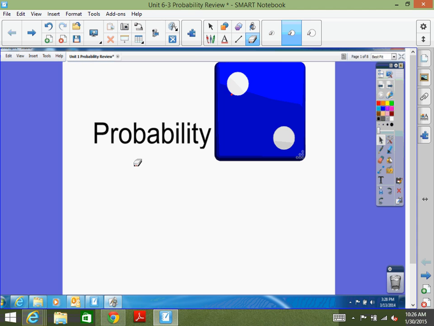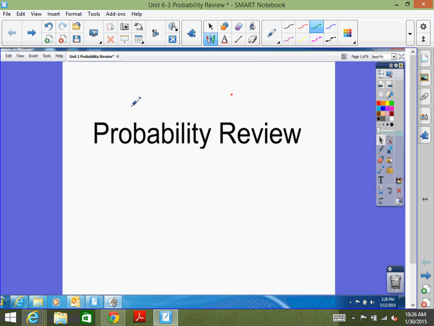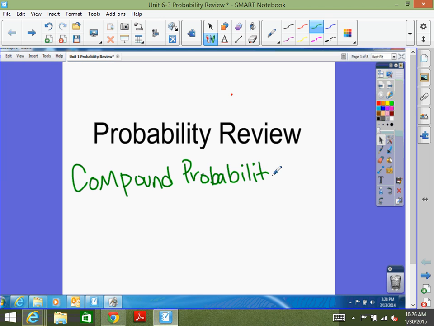Okay? Now, the next type of probability that we looked at after experimental and theoretical was compound. I want you to write that down. Was compound probability. What's compound probability when we have how many events? Two or more.